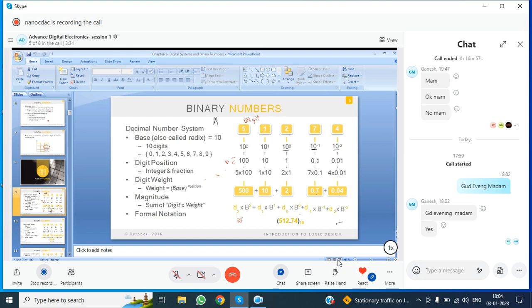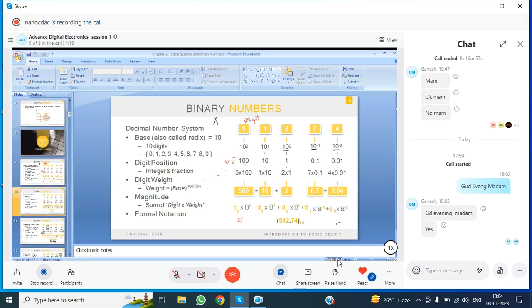Yesterday we were discussing binary number representation. Decimal numbers range from 0 to 9, and the base is 10 for decimal numbers. Weight is the base raised to the power of the position. Magnitude is the sum of each digit multiplied by its weight. If you sum all these up, you will get the magnitude of that particular number.